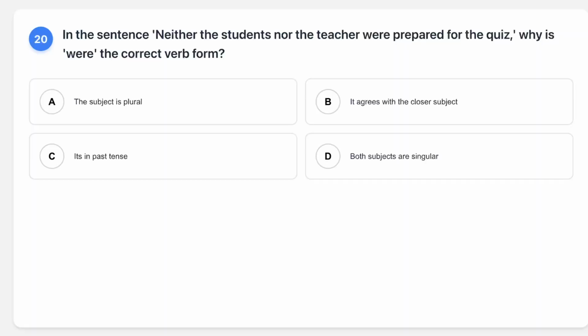Question. In the sentence, "Neither the students nor the teacher were prepared for the quiz," why is "were" the correct verb form? Option A. The subject is plural. Option B. It agrees with the closer subject. Option C. It's in past tense. Option D. Both subjects are singular.